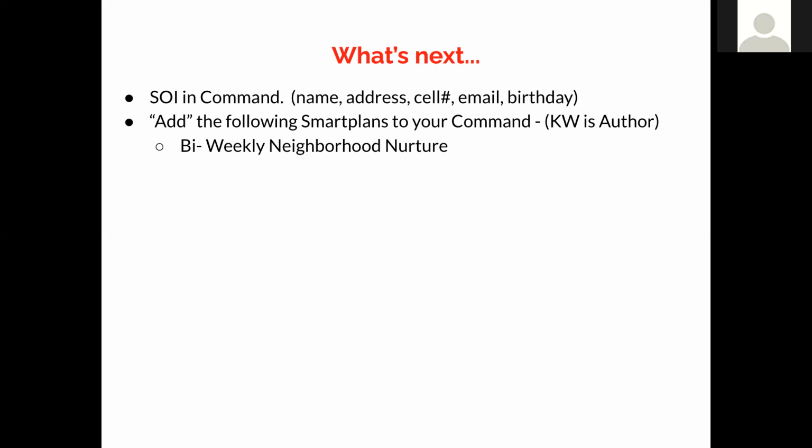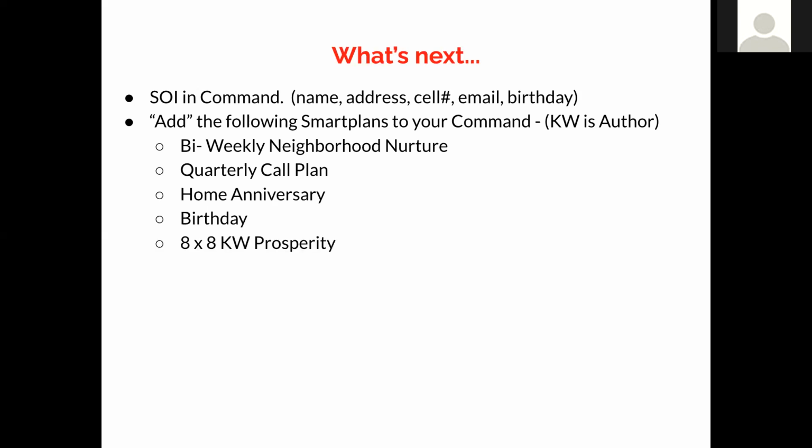The first one is the biweekly neighborhood nurture. This will help you to mail out neighborhood nurture 24 times a year. The next one is the quarterly call plan. The next one is the home anniversary plan. Then the birthday plan. Okay, what you're going to do then is download the 8x8 KW Prosperity Plan. The KW Prosperity Plan you will be using when you add additional people in as they come in as referrals.